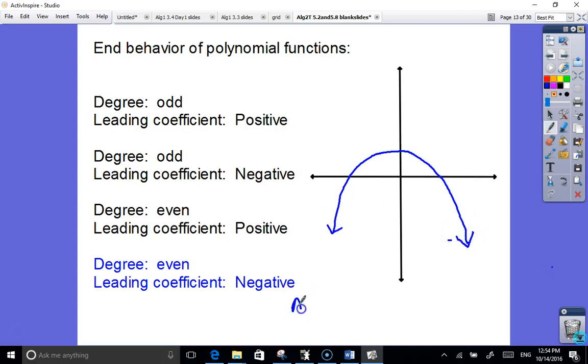So as x approaches plus or minus infinity, y approaches negative infinity. It's going down on both sides. That's all it's saying.